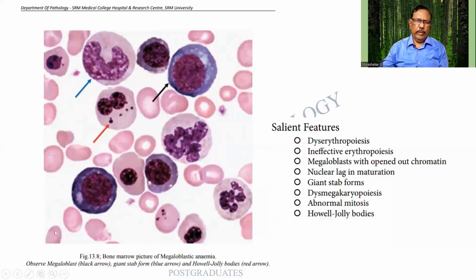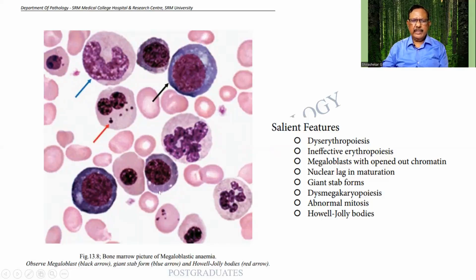Again from my book, one page. So the bone marrow picture in a case of megaloblastic anemia. You are able to see a giant stab form. This is a megaloblast. Probably it is a basophilic or a promegaloblast that is over here. There is a larger nucleus, slightly eccentric, basophilic tinge, so also over here.